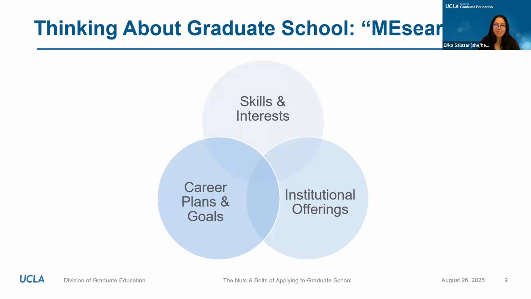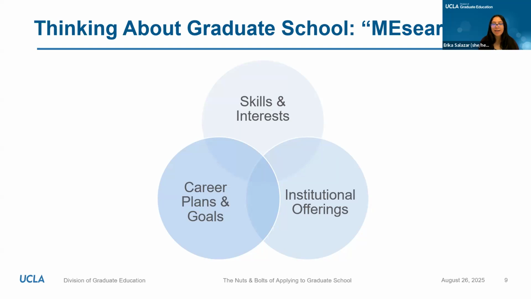When thinking about graduate school, again, this is during that research phase of exploring graduate school options, you definitely want to do a little bit of me-search. So what does me-search typically entail? It means doing a little bit more research on yourself. So you want to know a little bit more about your skills and interests.